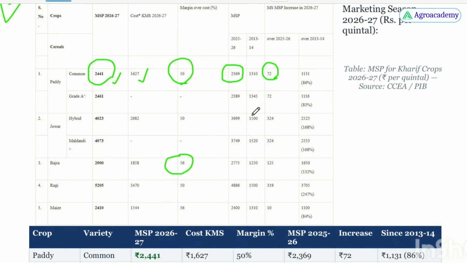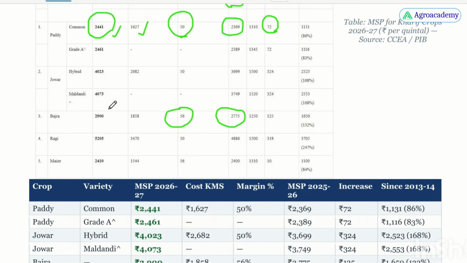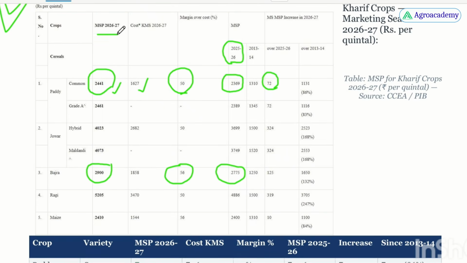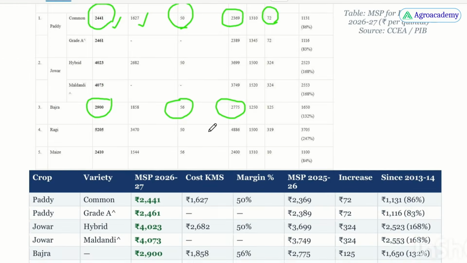Remember very carefully, because here the MSPs are written for the year 2025 and 26, but in the question they will be asking for the year 2026 and 27. So you need to see the year for which year they are asking the MSP. So please be very careful about the year. Okay.